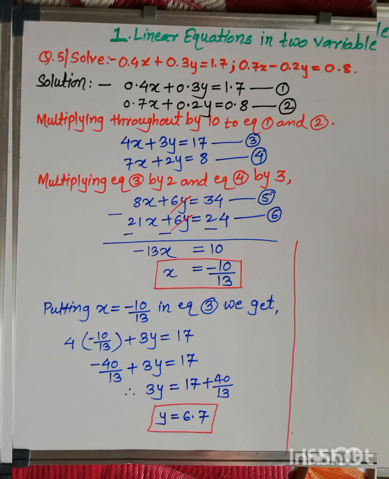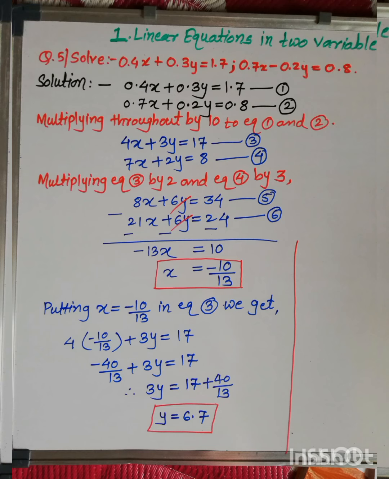Then multiply equation 3 by 2 and equation 4 by 3. We get here equal coefficients of variable y. Then after subtracting equation number 6 from 5, we get x is equal to minus 10 upon 13. Then after substituting this value in one of the equations, that is equation number 3, we get y is equal to 6.7. Okay, so the solution of this equation is minus 10 upon 13 and 6.7 respectively.